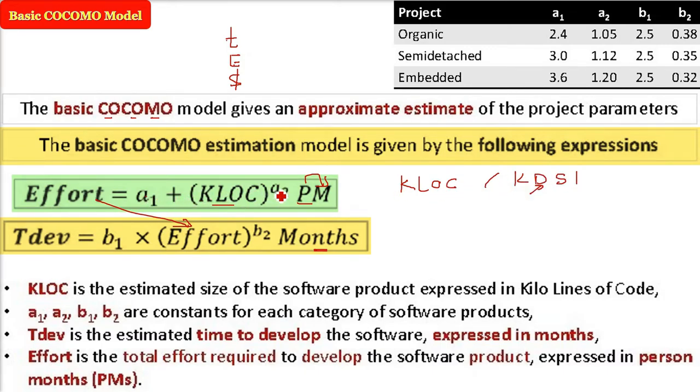A1, A2, B1, B2 are constants for different categories of software products. There are 3 categories: one is organic, the second is semi-detached, the third is embedded. So the question will tell you what kind of project it is, and depending upon that, you are going to use the A1, A2, B1, B2 values. T development is expressed in months. This is the time to develop. And finally the effort, the total effort required to develop the software product, is expressed in PM, or person-month.